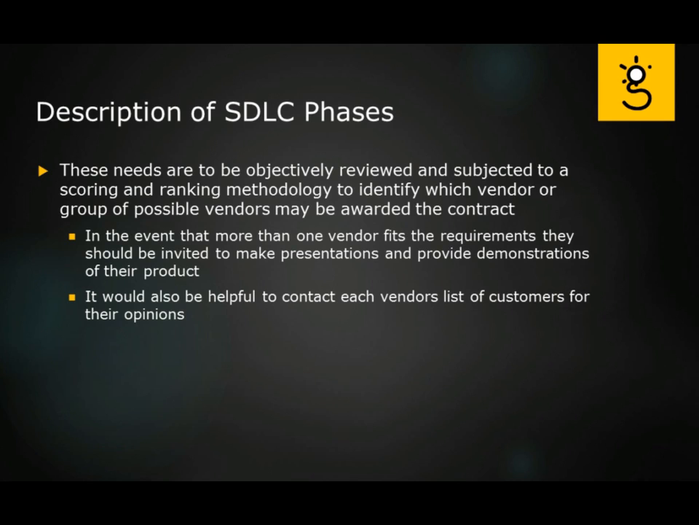Now, the needs that we have are supposed to be objectively reviewed and subjected to a scoring and ranking methodology so that we can identify which vendor or group of possible vendors might be awarded the contract. Now, that's going to come from the responses to the RFPs. So we're going to look at what our needs are. We're going to score and rank them by priority, and then we're going to compare that to what the vendors say they can do as far as meeting those needs.